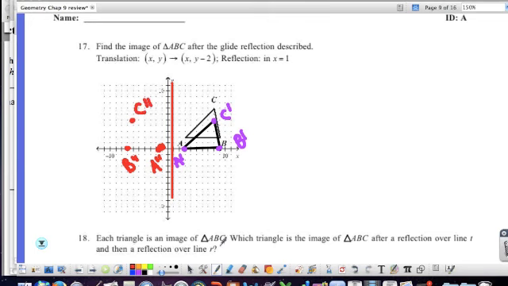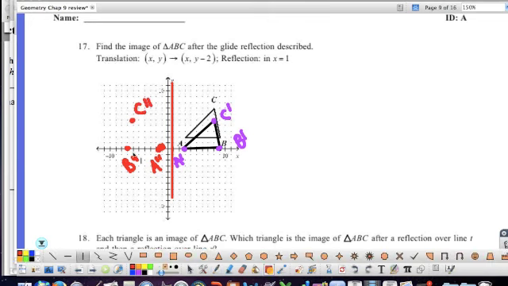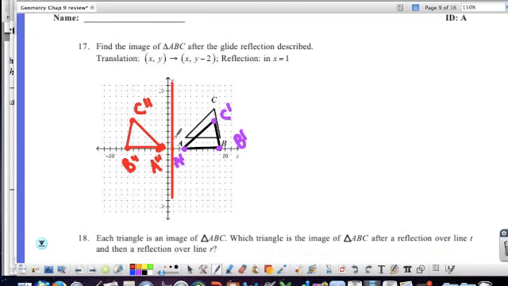I'm going to get my straight edge tool. And in this one, they're not asking for the vertices, are they? If you want to check it, let's figure this out. What are the vertices for A double prime?